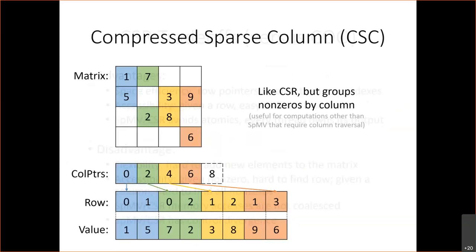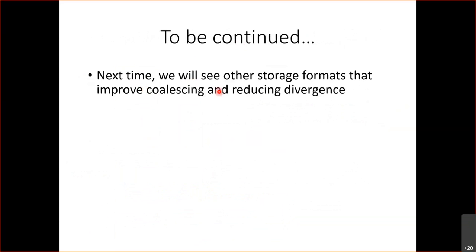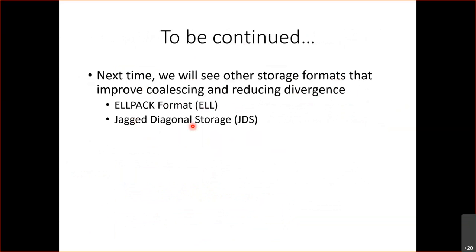And for this reason, this lecture is to be continued. Next time we will look at other storage formats that allow us to improve coalescing and also reduce control divergence. In particular, we're going to look at the ELLPACK format, or ELL, which helps us improve coalescing compared to CSR. And we will also look at the jagged diagonal storage format, or JDS, which will help us reduce control divergence.